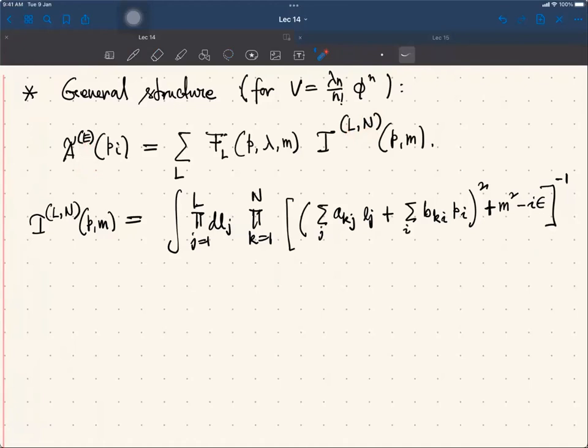So there are L loop integrals, and it is an integration of a bunch of propagators, N propagators because there are N internal lines. They have this general structure, which will be some linear combination of l's and the external momenta p_i's, and then plus m square and minus i epsilon prescription, inverse. That is the propagator. Okay, so let us look at some examples.